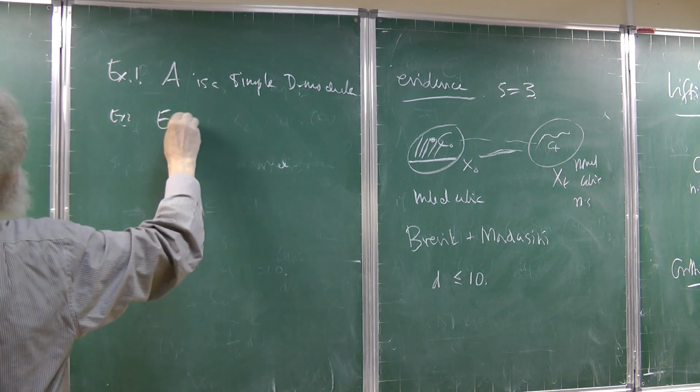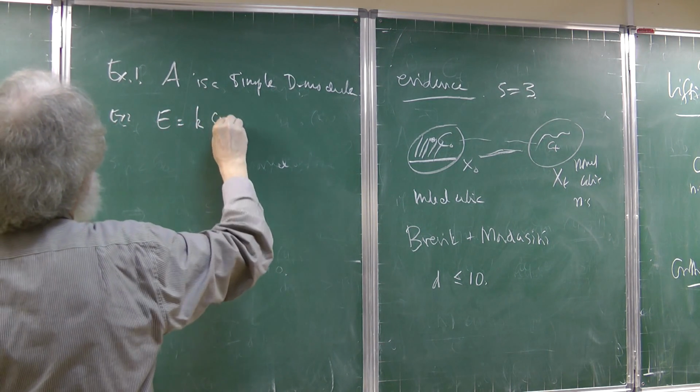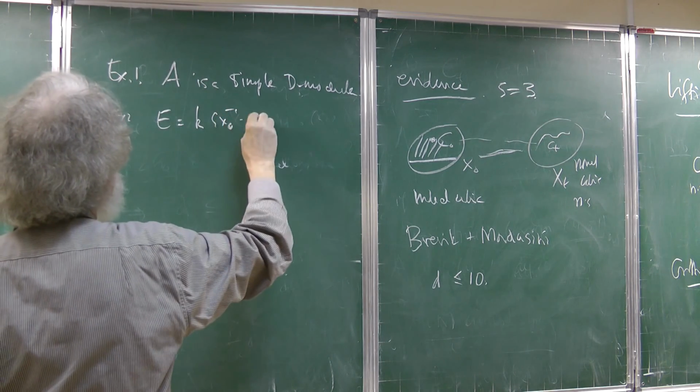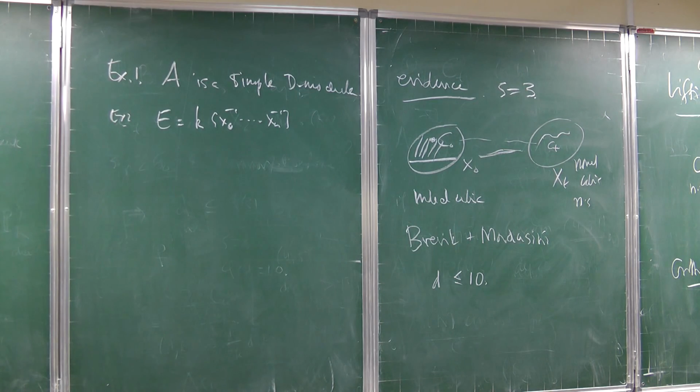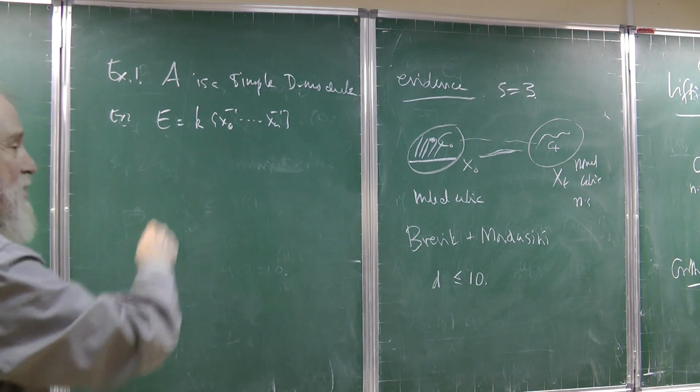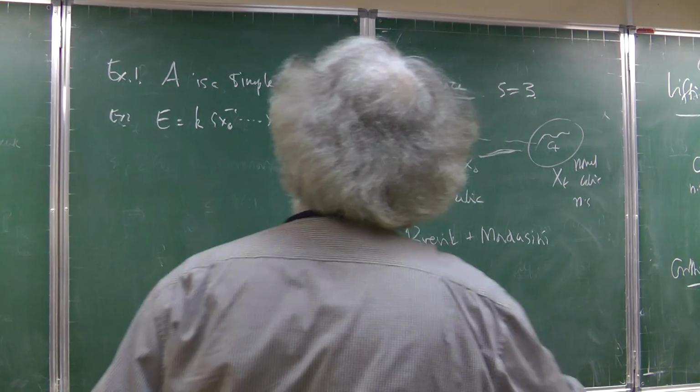Another second example, let's take E, which is K[x_1^{-1}, ..., x_n^{-1}]. This is Macaulay's inverse system. This is also the injective hull of the residue field over the ring. This is also a simple D-module.